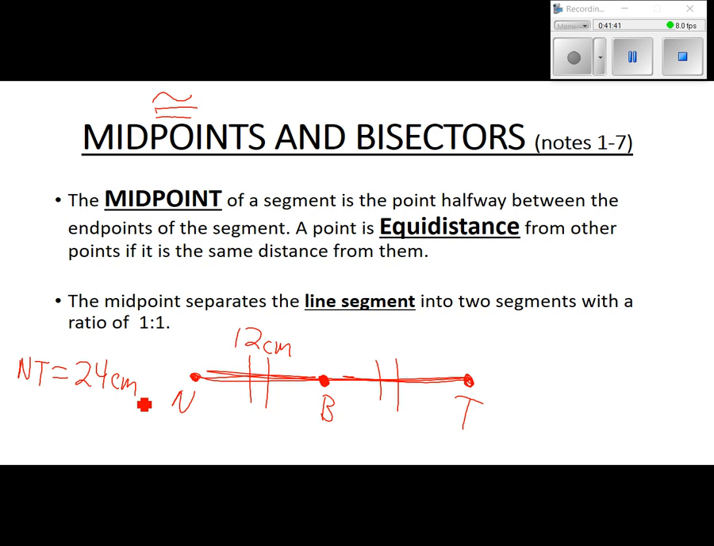Equidistance is just a big word that this book likes to use. Equidistance just means equal distance. Nothing hard about that. So B is an equal distance from N as it is to T. If we were doing the ratio like we've been doing, instead of like 1 to 3, the ratio would be 1 to 1, because the part on the left and the part on the right are the same as each other. So the ratio would be 1 to 1.